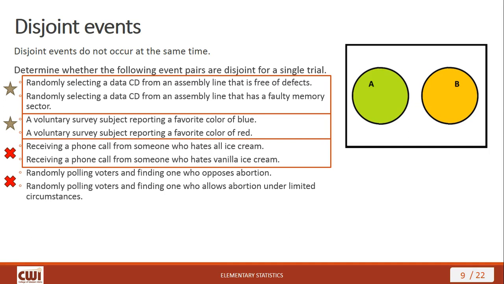So you have one person who opposes abortion under all circumstances, and then you have one who allows abortion under limited circumstances. But allowing abortion under limited circumstances means there are circumstances in which you will oppose it, and so therefore there is an intersection here between these two events. One who opposes it all the time, and then another who opposes it some of the time. And that some of the time provides the intersection between the two events. Therefore, they can occur at the same time, and they are therefore not disjoint.